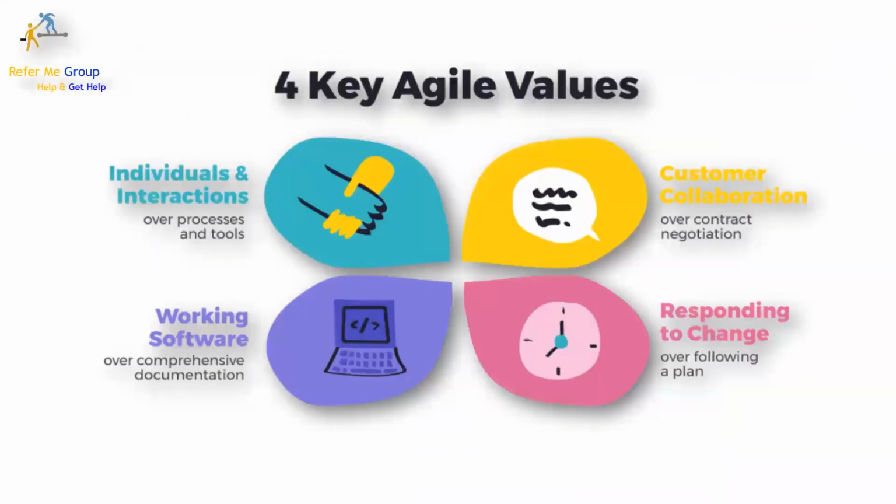Now, as I said, Agile is a mindset, or Agile is a set of principles. Whenever we say principle, principles work on some working ethics, and those working ethics come from some values and some principles. So there are 4 key Agile values. Let's talk about them. The first one is individuals and interactions over process and tools, right?